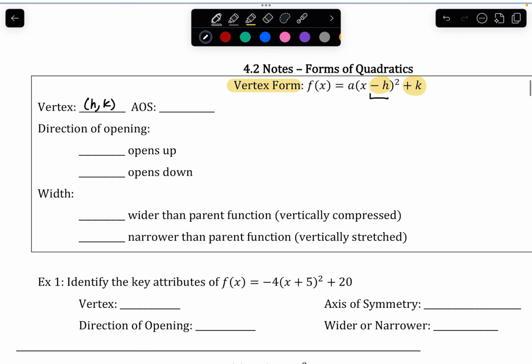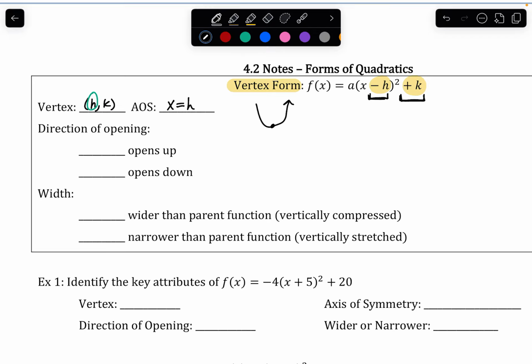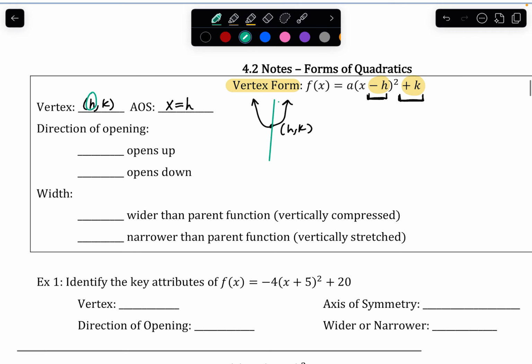It moves from (0, 0) to (h, k). So take the opposite of what you see with x, and then take what's outside the parentheses to be your y. Okay, the axis of symmetry is always x equals, and it's always equal to the x coordinate. It's the line that goes right through the vertex, the vertical line that goes through the vertex. So this is (h, k). This would be the axis of symmetry, which would be x equals h.